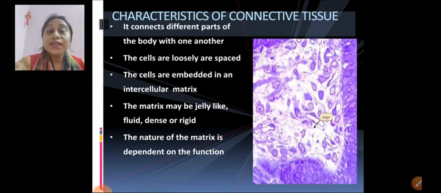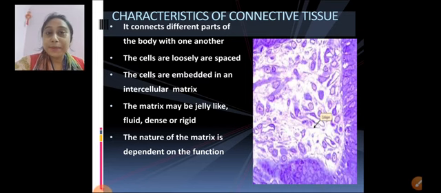Now another very important point: this connective tissue, of course, consists of many cells. These cells are loosely spaced. Epithelial tissue, do you remember? The cells were tightly packed, no space between the cells. But here it is just the opposite. The connective tissue cells have lots of space between them. And in between those spaces, what is there? There is no air or vacuum. There is what? There is a matrix.